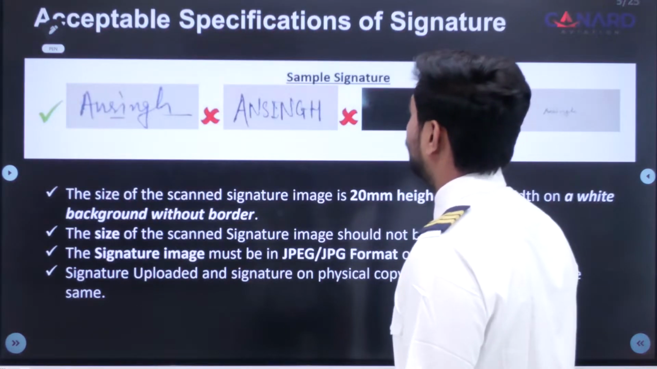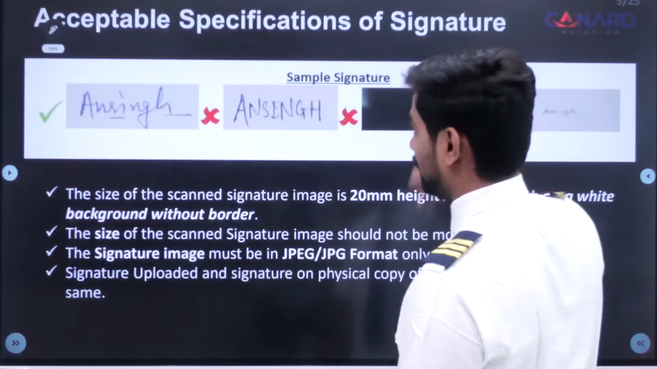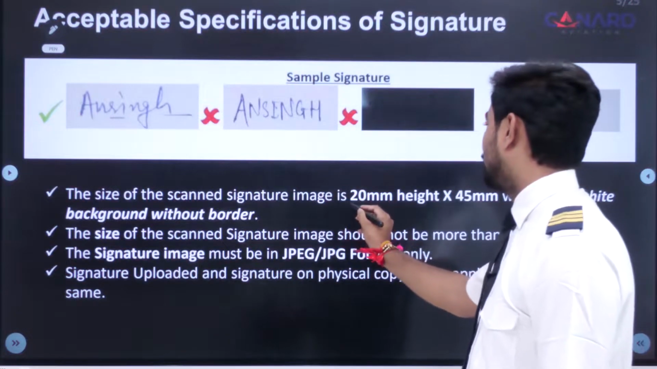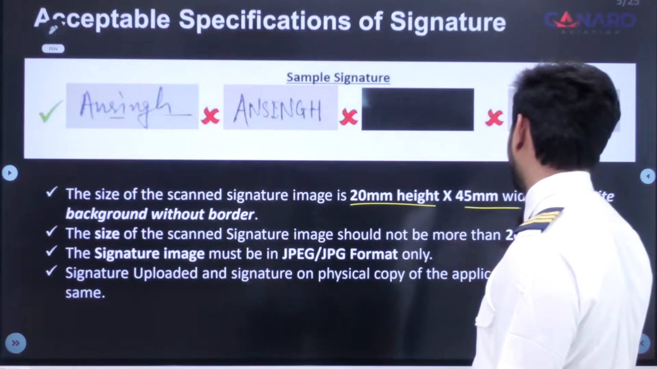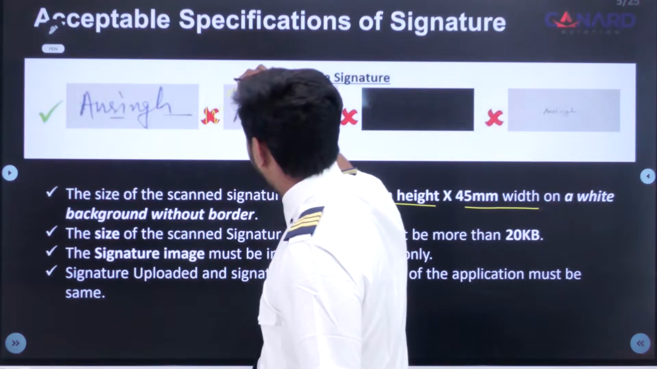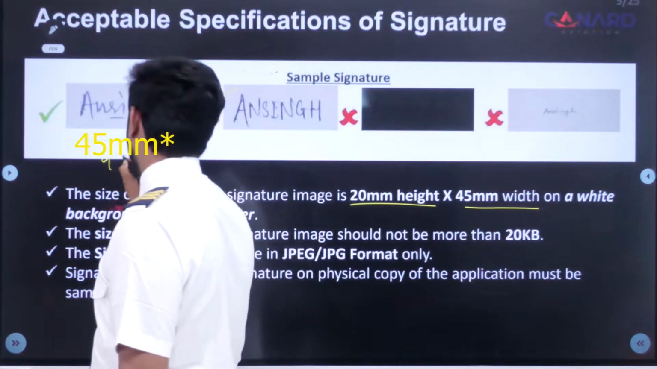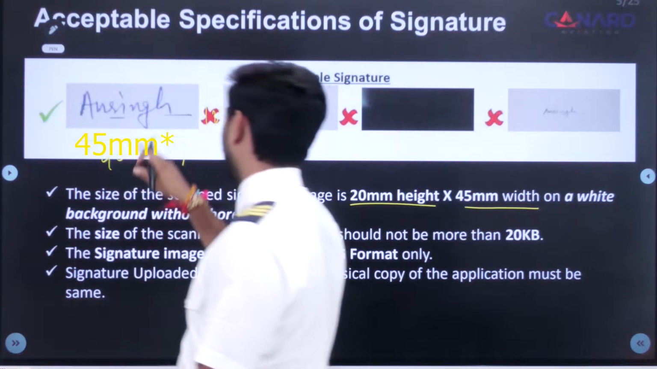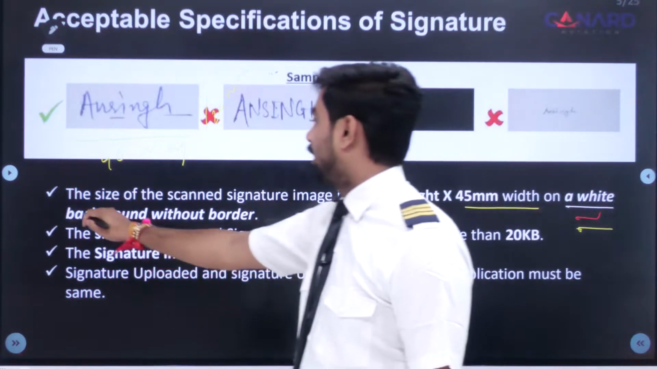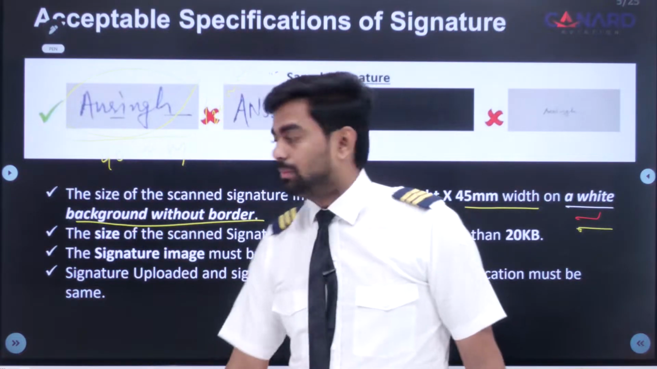Now for the signature, the acceptable specifications for signature. The size of the scanned signature image should be 20 mm in height and 40 mm in width. This should be the size criteria for the signature. And that should also be on a white background without border. No border for the signature as well.